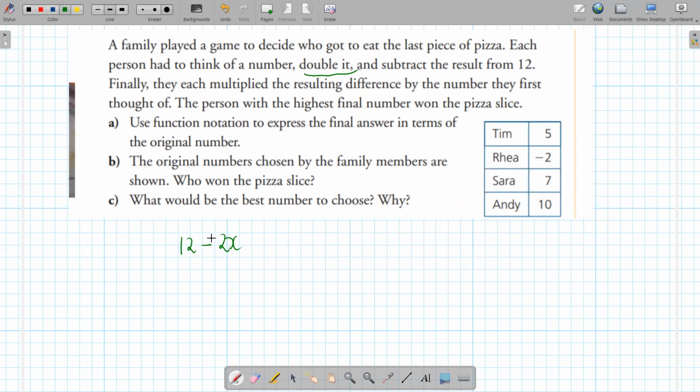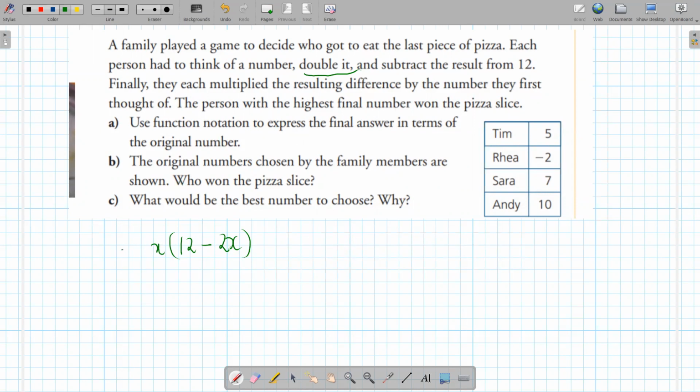I think so. And then finally, they multiply the resulting difference, and notice this is the resulting difference so far, by the number they first thought of. So what do we multiply this by? x, exactly. And there you go. That's the result. And whoever comes up with the final highest number here is going to win the last slice of pizza. It says use function notation to express the final answer.